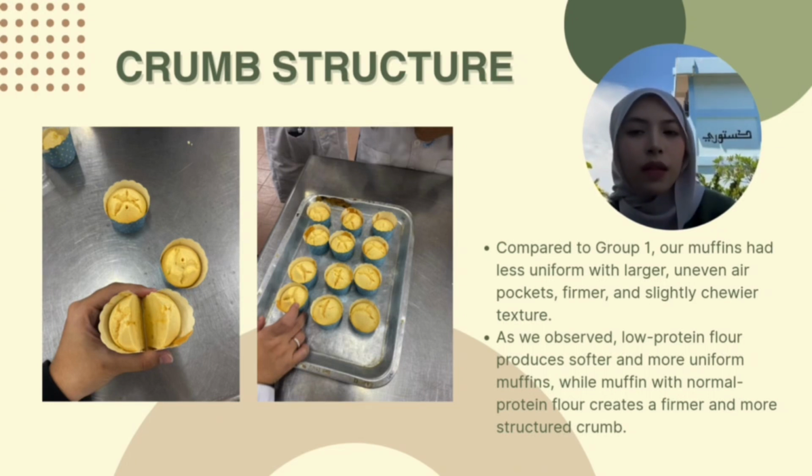Overall, the comparison highlights that Group 1, which used low-protein flour, produced softer and more uniform muffins, while my group, which is Group 2, which used normal protein flour, created a firmer and more structured crumb.